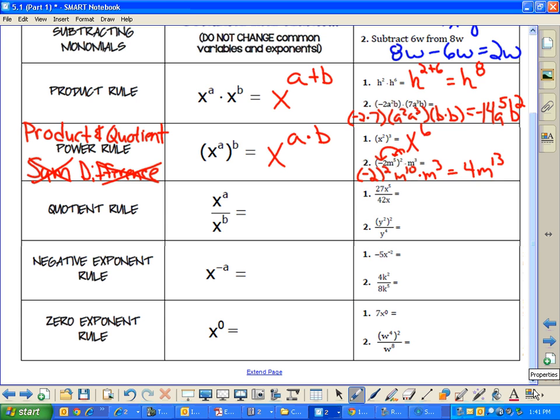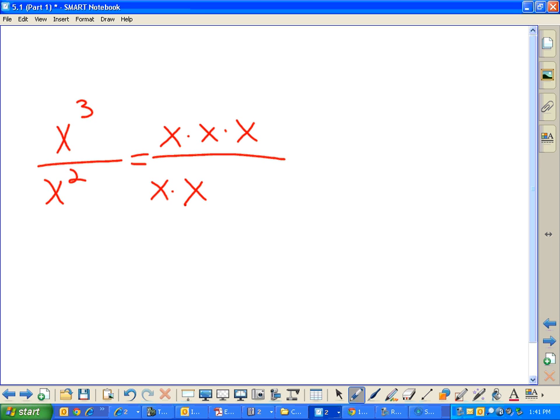Quotient rule is also a shortcut. I had you do x to the third over x squared. Working that out using our quotient rule, you have x times x times x over x times x. They kind of reduce out. X over x is 1, x over x is 1, and you get x to the first on top.